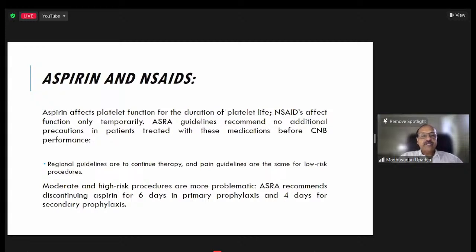The ASRA guidelines recommend no additional precautions in patients treated with these medications before the central neuraxial blockade. For us, the anesthetists who perform regional anesthesia, the guidelines are to continue the therapy, and the pain guidelines are the same for low-risk procedures. But if it is too invasive for the pain procedures, you are supposed to stop the aspirin and then you can perform the procedures. But moderate to high risk procedures are more problematic. ASRA recommends that you discontinue aspirin for 6 days in primary prophylaxis and 4 days for secondary prophylaxis. It depends again on the dosing, and even if the dose is small, you still stop for a moderate or high risk procedure for 6 days.